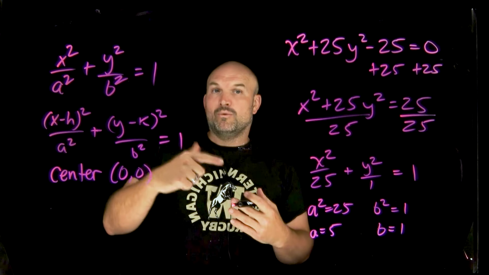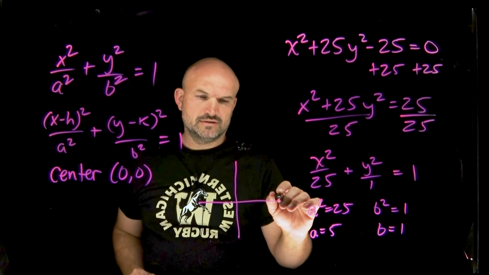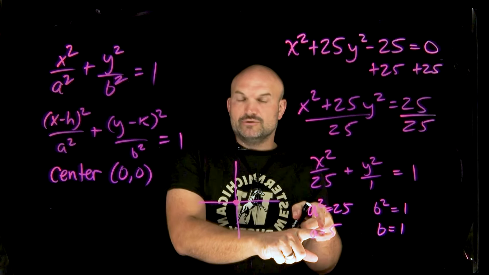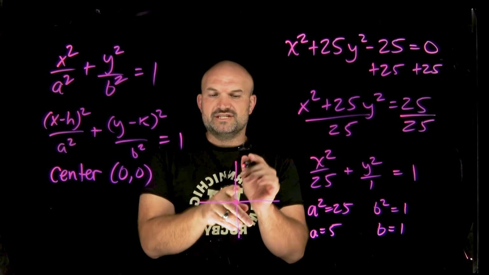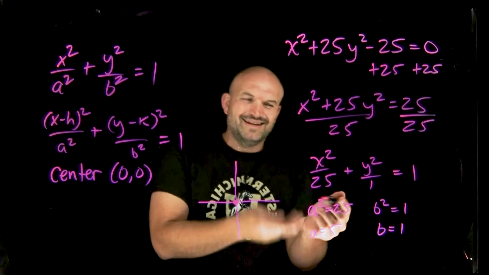When your a squared is under a y, that means you're going to have a vertical one. So let's just try to get a nice little vision of this ellipse. So we have a center. A equals 5. That means the distance from my major vertices to my center is going to be 5 units. Now that's going to be to the left as well as to the right, because again, think about it.